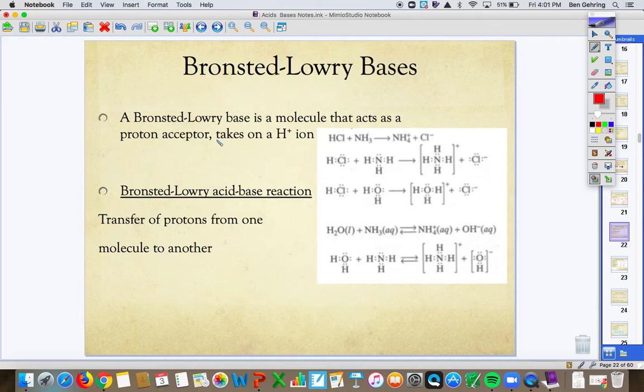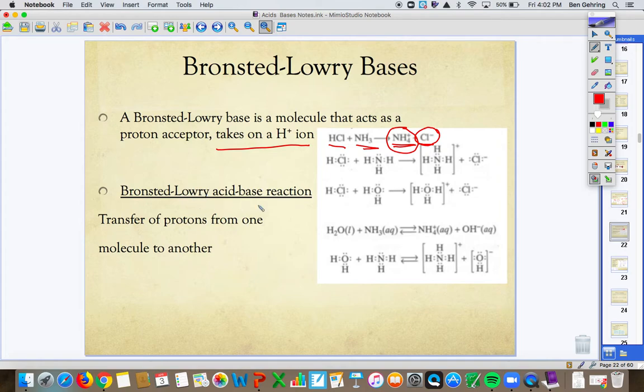Bronsted-Lowry bases. A base is a molecule that acts as a proton acceptor. So acids donate protons, bases accept protons. So it takes on the hydrogen ion. For example, again, we had HCl plus NH3 produces NH4, which is now our acid, and Cl is going to be our base because this accepted our proton. This was the base and this was the acid, it had one to donate. When they go to this side, this now has an extra hydrogen to donate. It becomes an acid, and Cl, the chloride ion, is a base because it can accept that ion. So that's an example of a Bronsted-Lowry base.